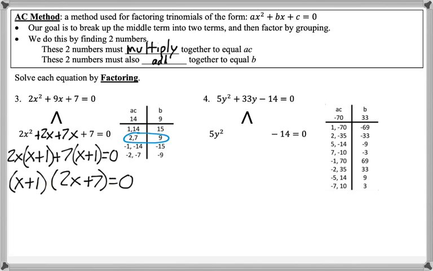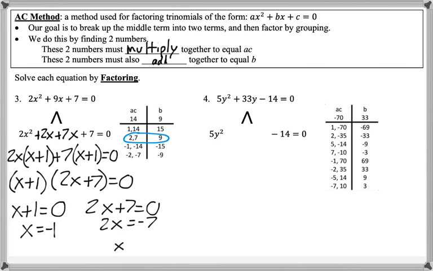So now I want to set both factors equal to 0 and then solve. So x is equal to -1, and x is equal to -7 over 2.